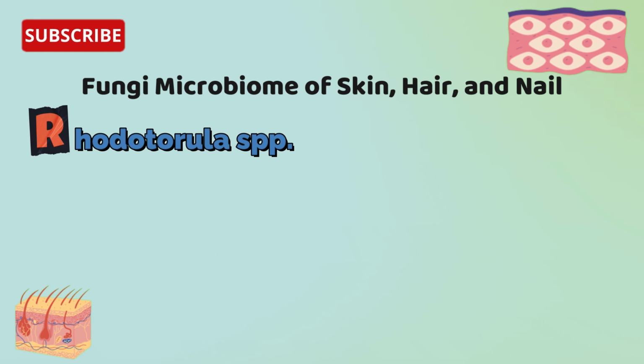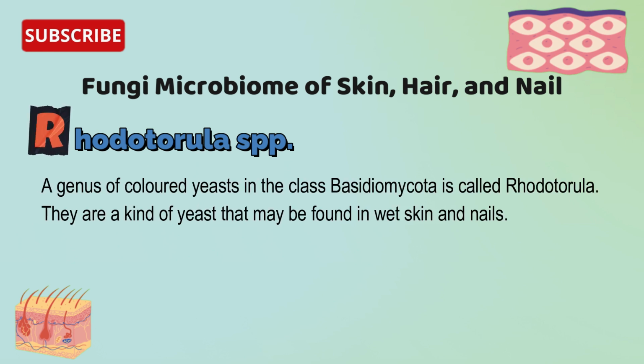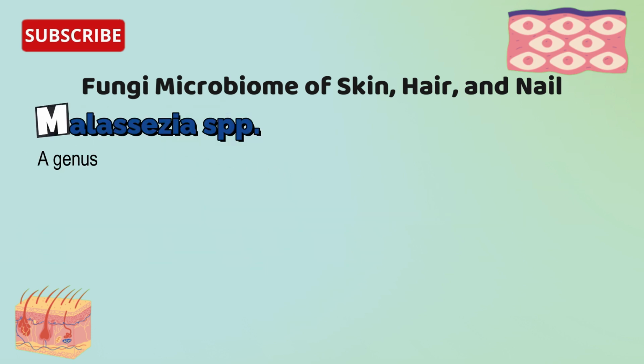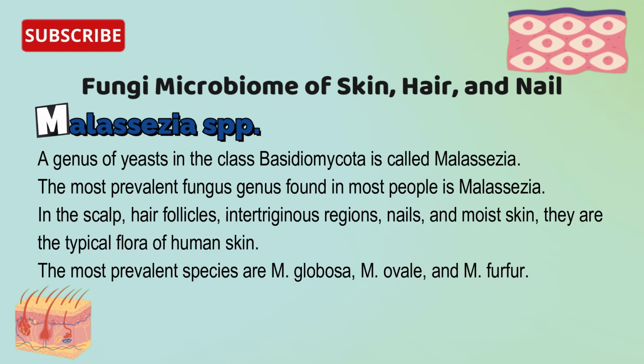Rhodotorula species. A genus of colored yeast in the class Basidiomycota is called Rhodotorula. They are a kind of yeast that may be found in wet skin and nails. Lastly, Malassezia species. A genus of yeast in the class Basidiomycota is called Malassezia. The most prevalent fungus genus found in most people is Malassezia.